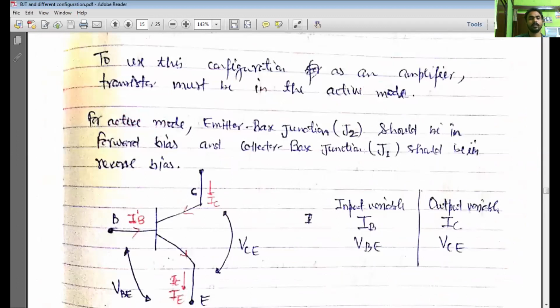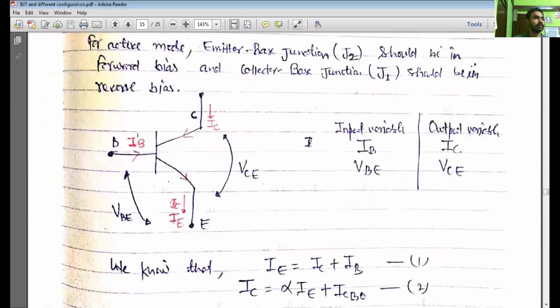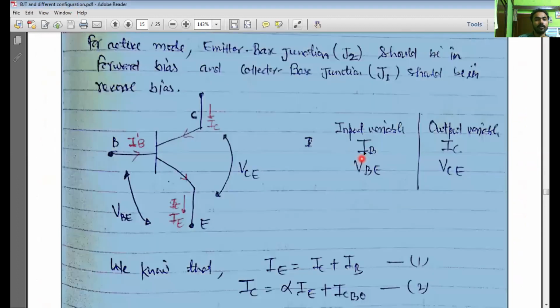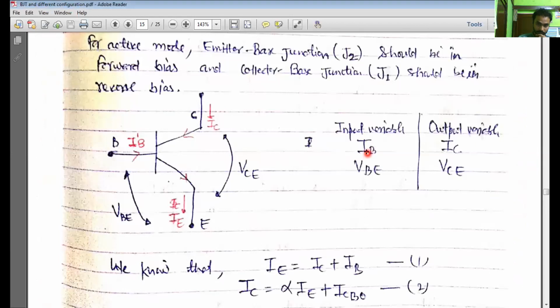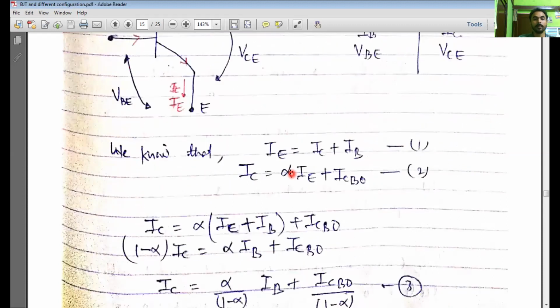See that the input variable is your IB. I can use the marker, there is a spotlight, very good. So you can see that this is your IB, because the base current is from here, and the base voltage VBE. VBE is the input voltage, so that's why it's the input variable. So the graph will be between the input current IB and the input voltage VBE.